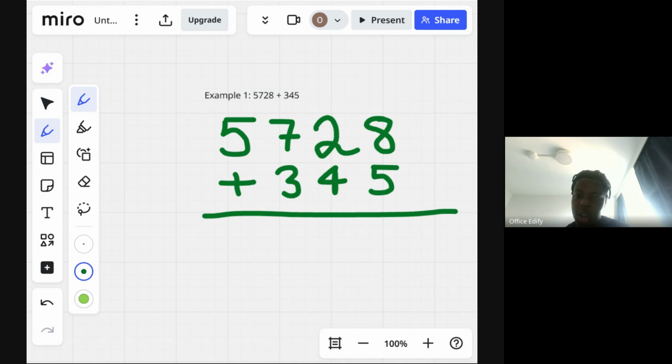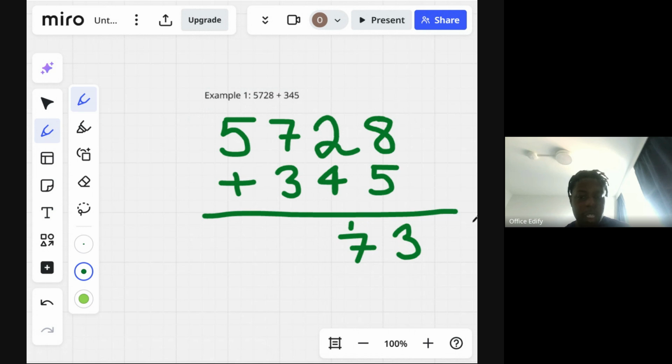Starting with the smallest column, we always work from right to left. So we need to add down the columns. The smallest column is the ones column. So we do 8 plus 5, which is 13. So we write a 3 in the ones column, and we carry the 1, which is worth a 10, over to the tens column. Then we do 2 plus 4, which is 6, plus 1, which is 7.